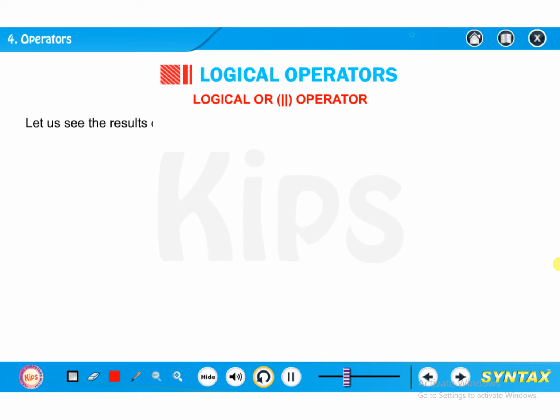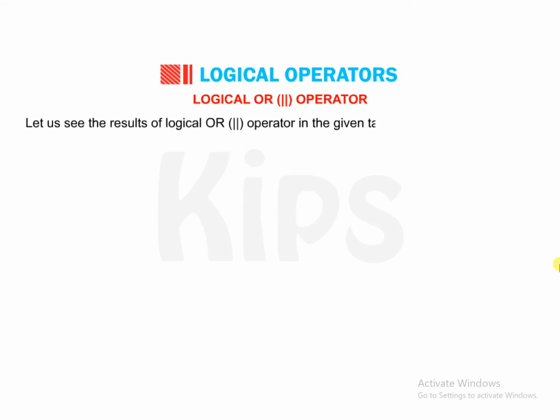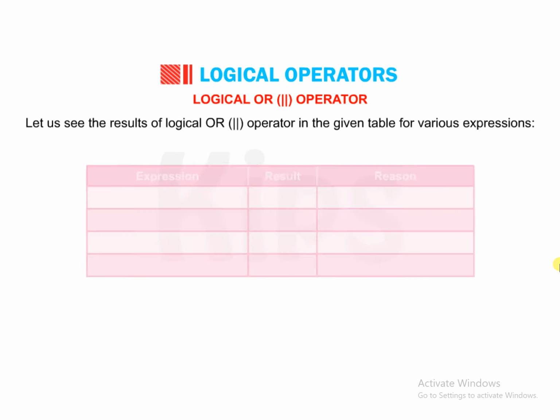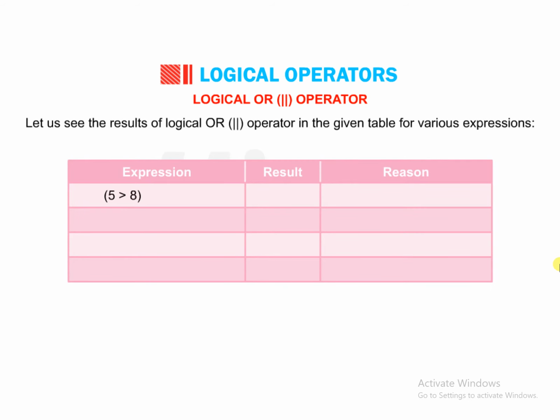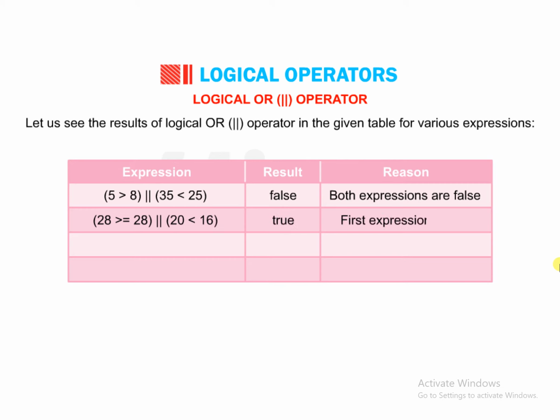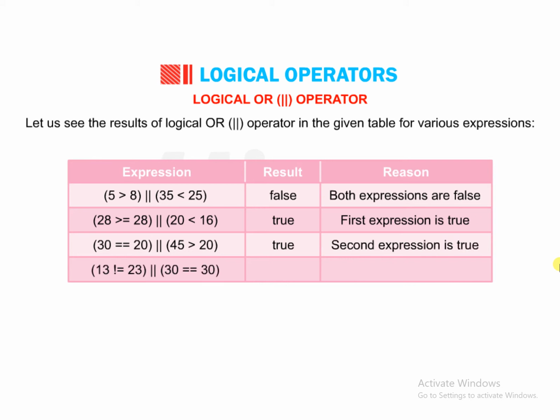Let us see the results of the logical OR operator in the given table of various expressions. Expression: 5 is greater than 8, 35 is smaller than 25. False. Both expressions are false. 28 is greater than 28, 20 is smaller than 16. True. First expression is true. 30 is equal to 20, 45 is greater than 20. True. Second expression is true. 13 is not equal to 23, 30 is equal to 30. True. Both expressions are true.